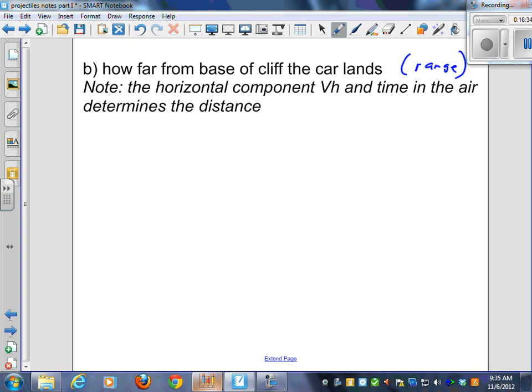Okay? The horizontal component, VH, and the time in the air determine the distance.